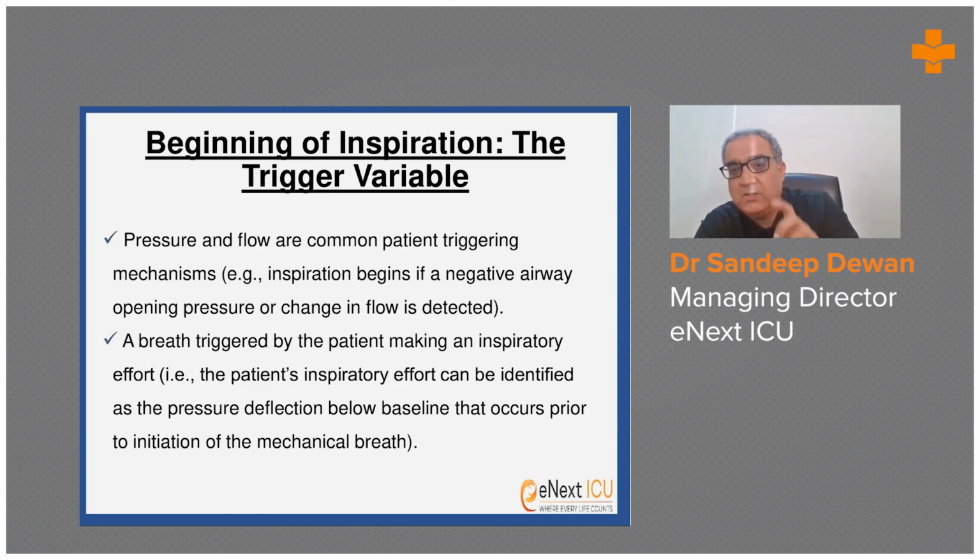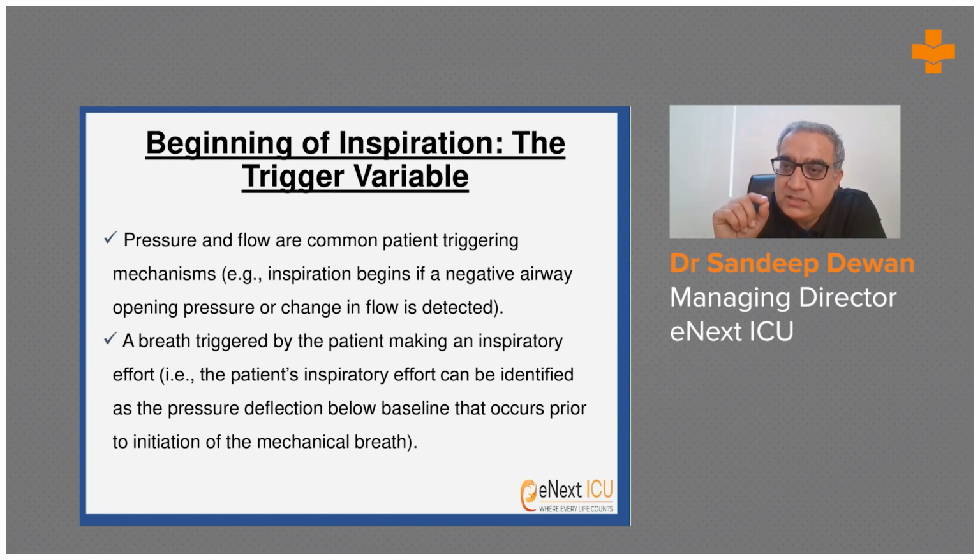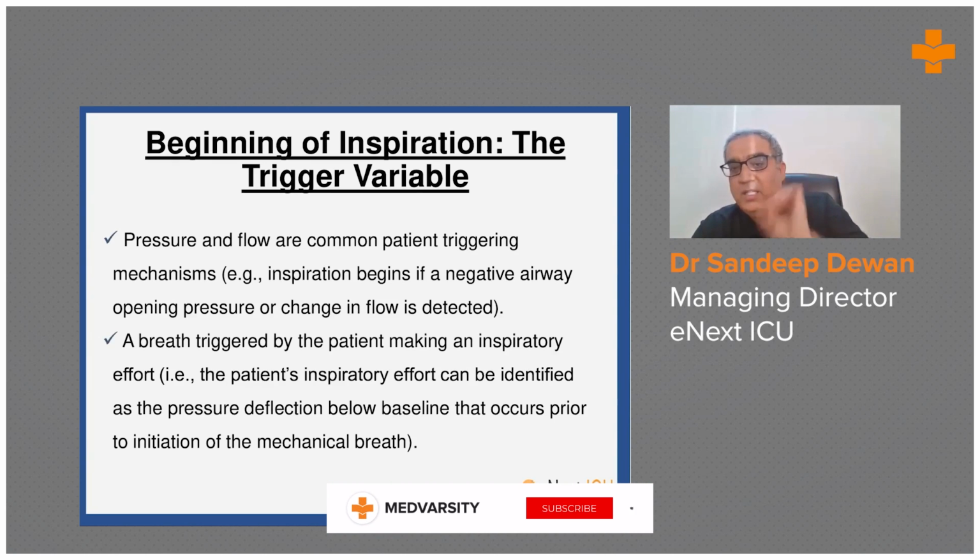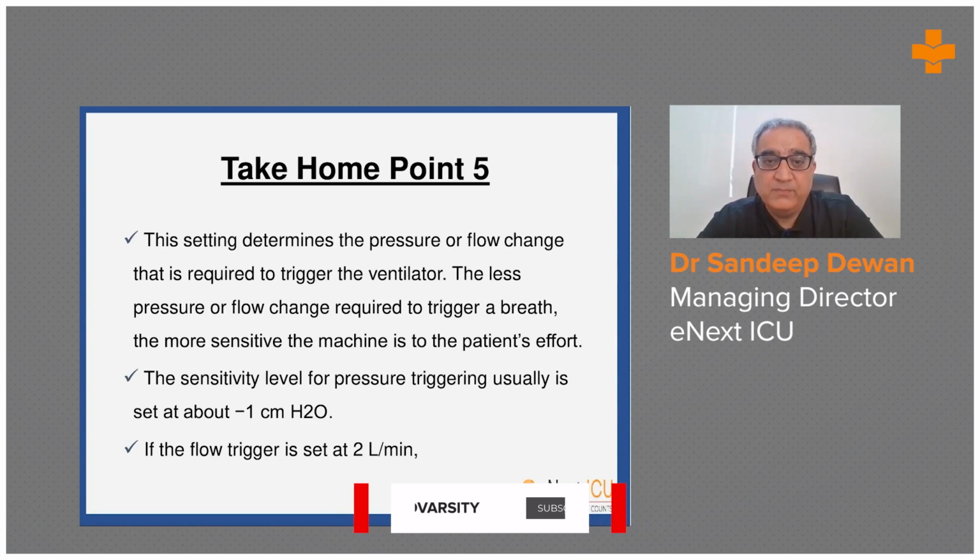So we have a trigger setting available on the ventilator. The patient breathes a little bit. The ventilator senses that it needs to deliver the tidal volume, and after that the inspiration starts. So trigger is a negative deflection, or a negative opening pressure like this. If the patient breathes a little bit, the ventilator delivers the tidal volume. So this is known as the inspiratory trigger.